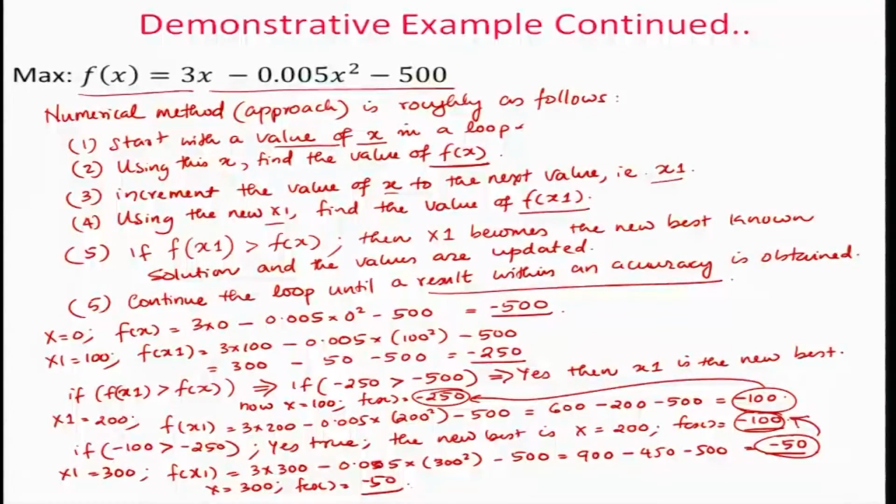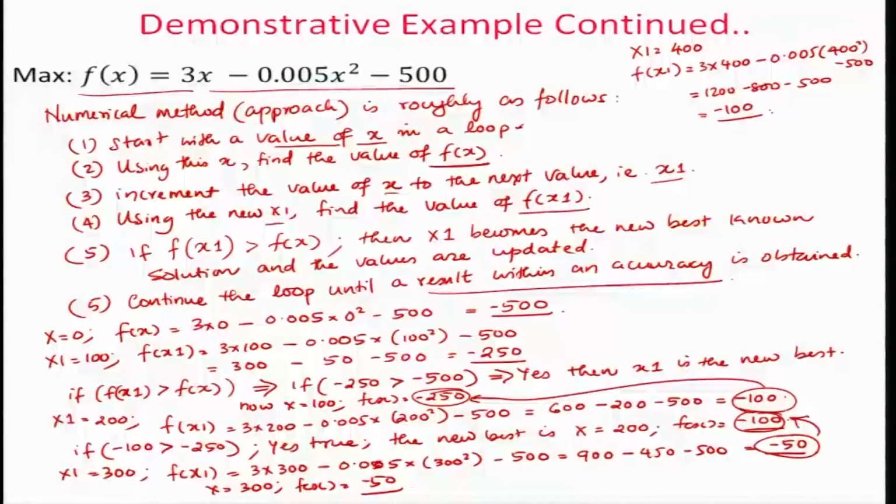Now, do we stop here or do we continue? So, now we will take the next one, which is x1 is equal to 400. And at x1 equal to 400, we will get f of x1 will be equal to 3 times 400 minus 0.005 times 400 square minus 500, which will give you 1200 minus 800 minus 500. Now, this will give you minus 100.